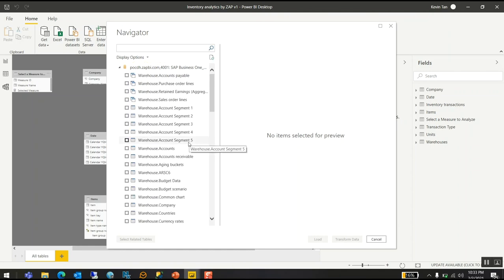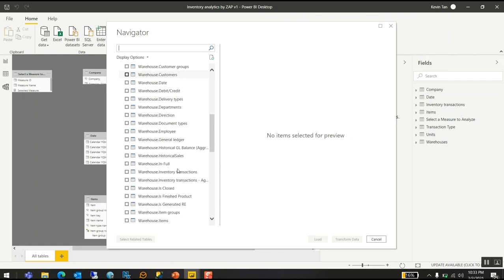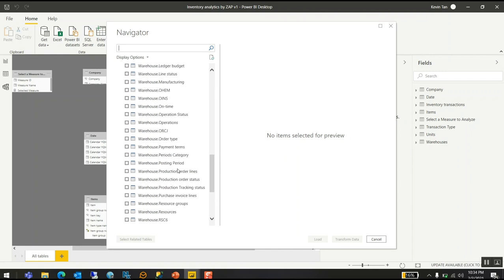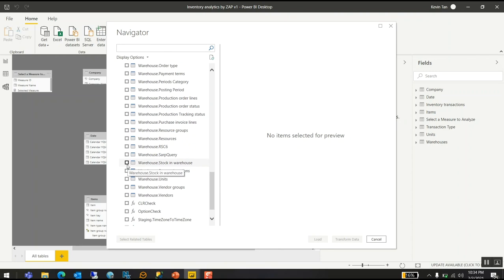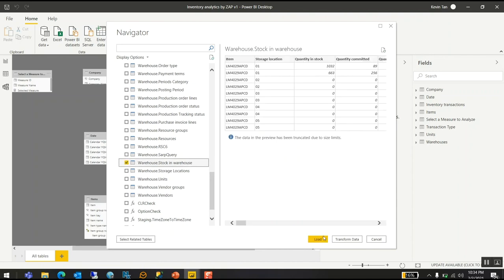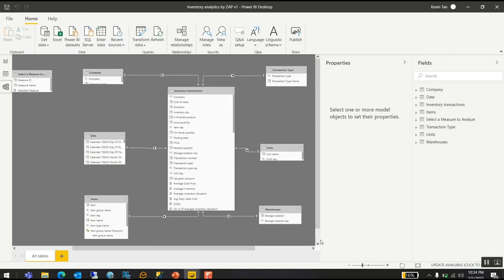And it has already remembered all my credentials from when I first set up this part of the content. What I'm looking for is stock in warehouse, which should be somewhere at the bottom. This table right here. This table would contain my quantity on hand, my quantity committed, which are those that have been reserved, and my quantity on order, which are those that have been ordered. Just going to pick on that and do a load.